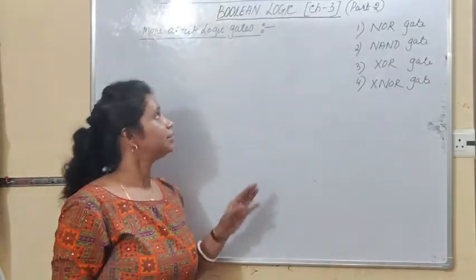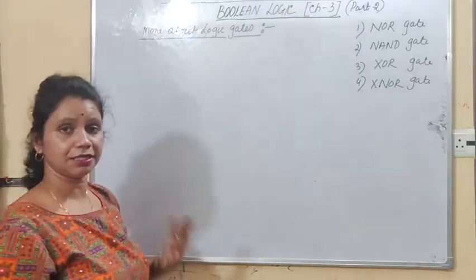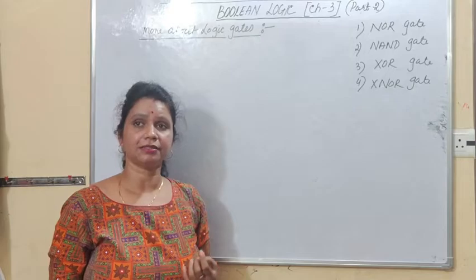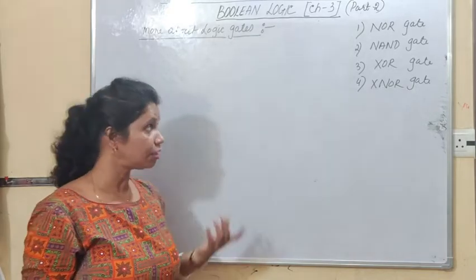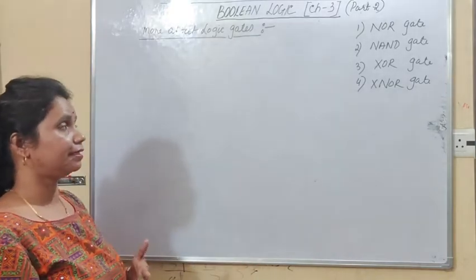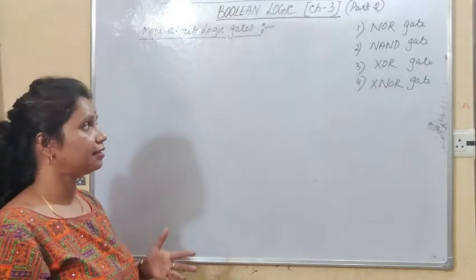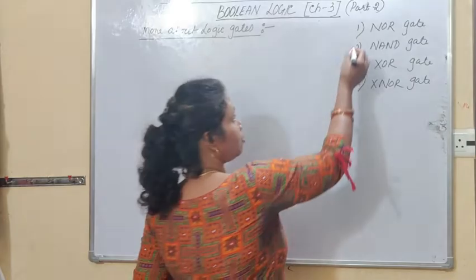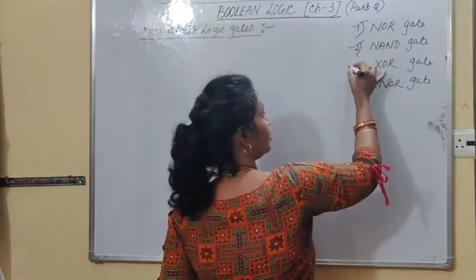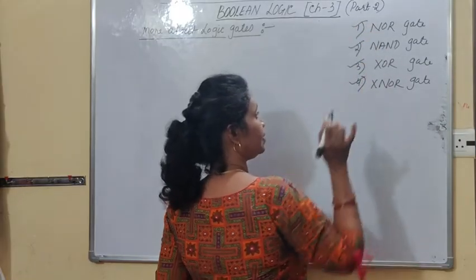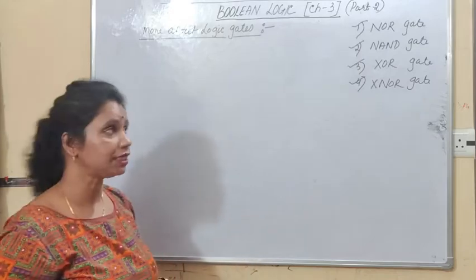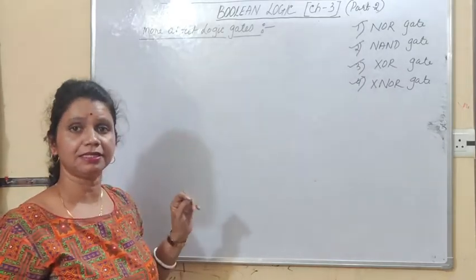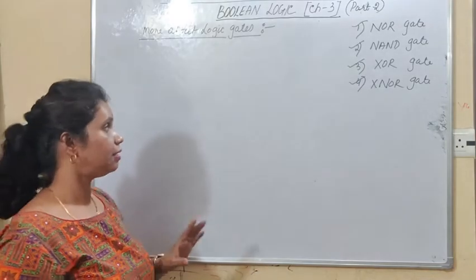Right students, now we will discuss more about logic gates. Already you know you have three basic logic gates, that is logical NOT gate, OR gate and AND gate. Now some other gates are derived from these three gates. And what are these gates? NOR gate, NAND gate, exclusive OR gate and exclusive NOR gate. Right students? These gates are derived from the basic logic gates, that is AND gate, NOT gate and OR gate.